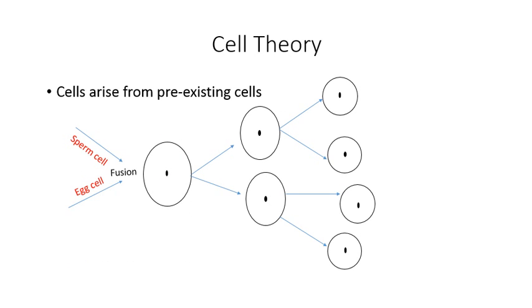Last but not least, cells arise from pre-existing cells. In fact, all cells are created as we start with a sperm cell and an egg cell and their fusion. Then by that we have a new cell that is formed, and in time this cell is divided in two, and the next cell will be divided in two again, and so on and so on. That means that all cells arise from pre-existing cells.